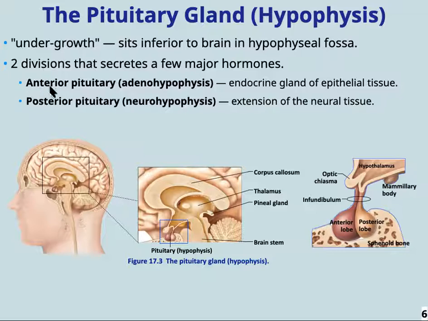But recall that the anterior pituitary is made up of glandular tissue. So it's an endocrine gland of epithelial tissue. Adeno refers to the glandular tissue in the anterior pituitary, so adenohypophysis. The posterior pituitary, also known as the neurohypophysis, is actually an extension of neural tissue.